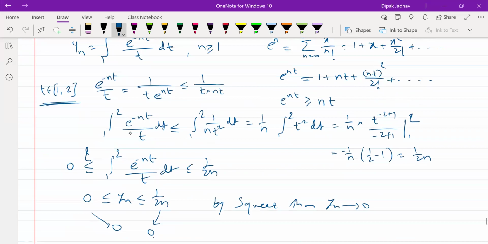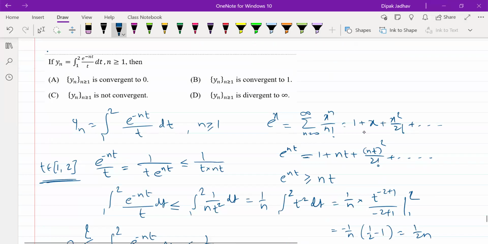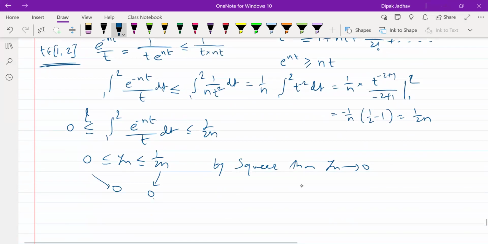So we are bypassing that. We are using the power series expansion for e raised to x. One needs to be careful: this power series expansion is valid for which values of x? For e raised to x, it is valid for all x. So I don't have to worry about what value I will substitute in place of x. It doesn't matter. It is true for all values of x. And then a simple application of the squeeze theorem will give me the required answer.